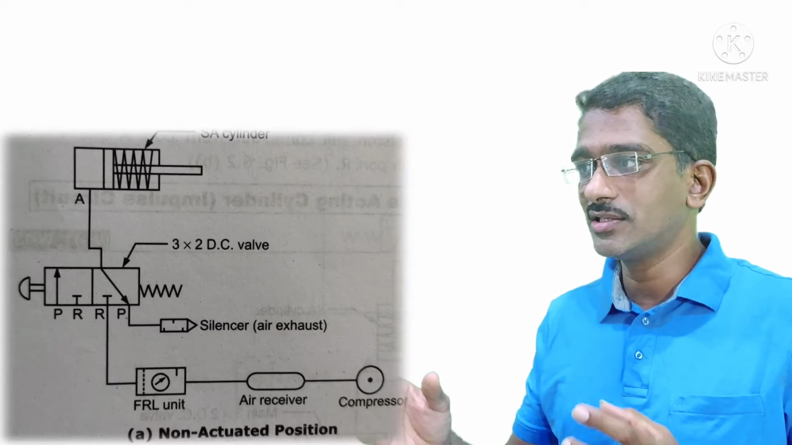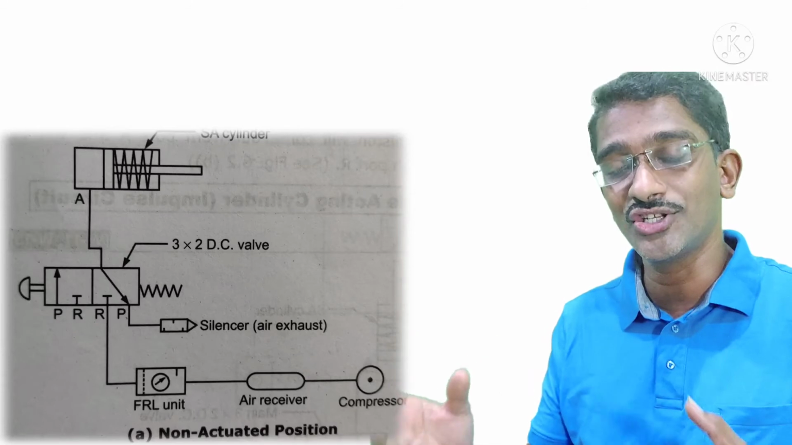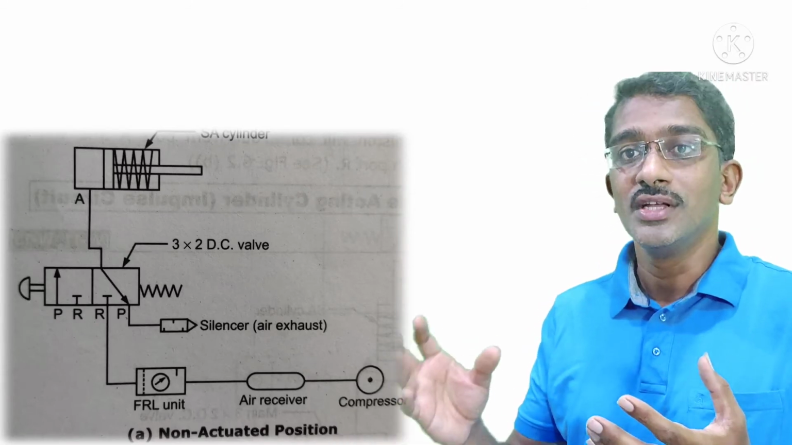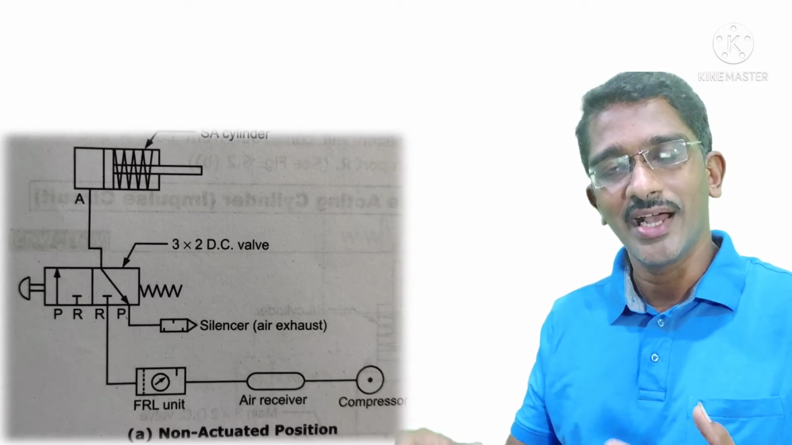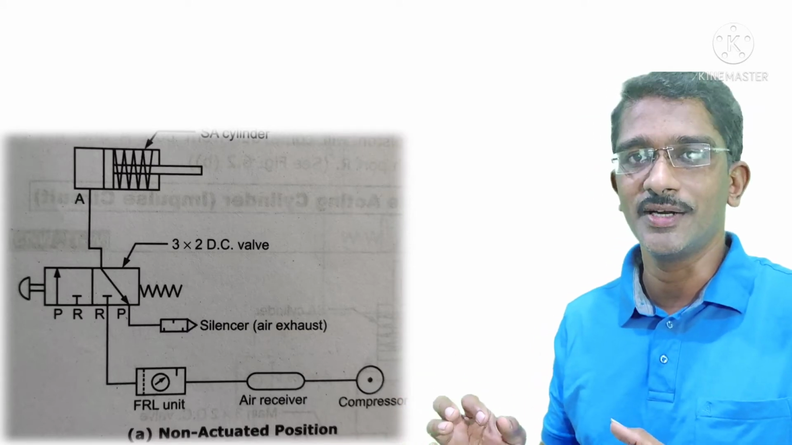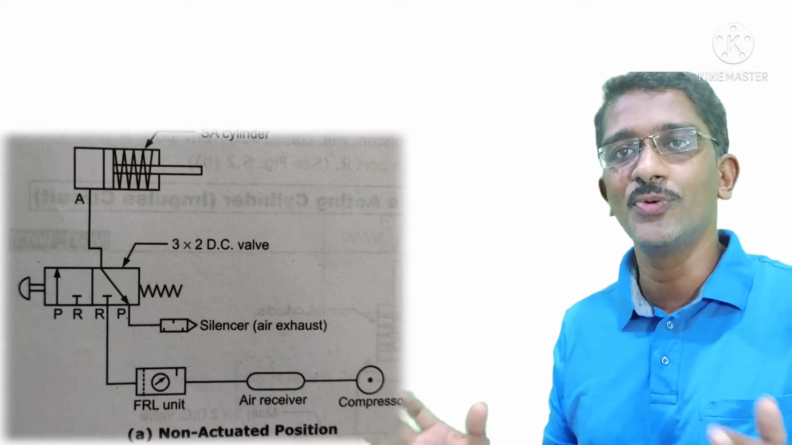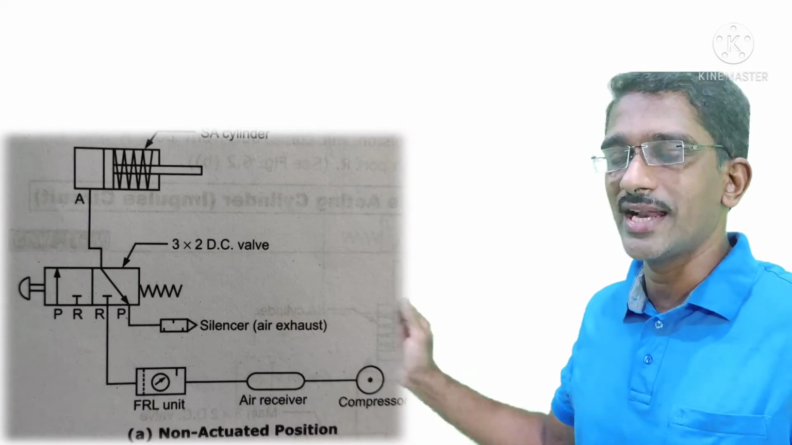As we know, in pneumatic circuits the direction control valves and actuators contain some movable parts. To reduce friction and increase the life of the circuit components, we use lubricated air. So the output of the FRL unit is filtered, regulated and lubricated air, and that goes to the direction control valve.